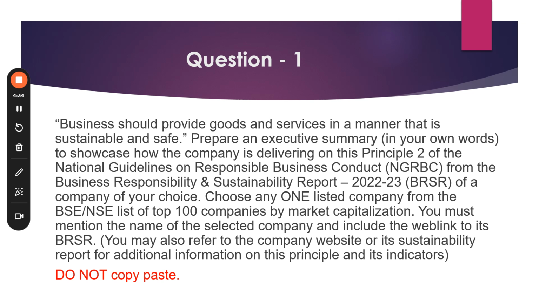Right. So, firstly, see, I'm just splitting this question into multiple things. First, you need to prepare an executive summary. That is clear. Second thing is, we are talking about principle 2 of NGRBC, right, which is the National Guidelines on Responsible Business Conduct. Where will you get it? You will get it from the BRSR report, Business Responsibility and Sustainability Report.